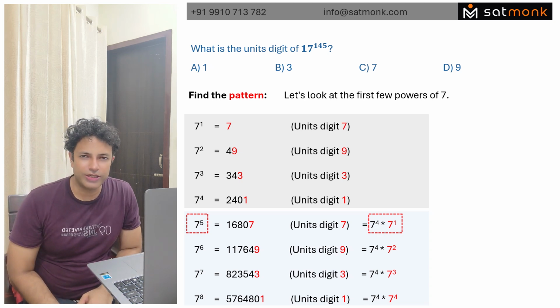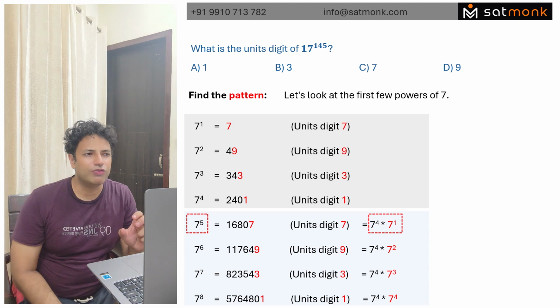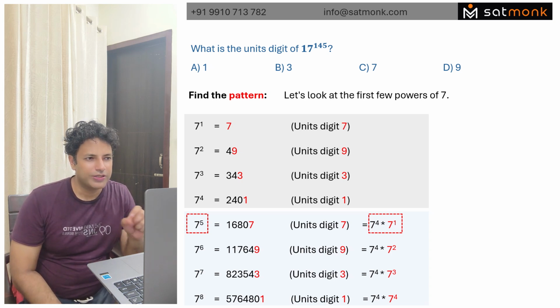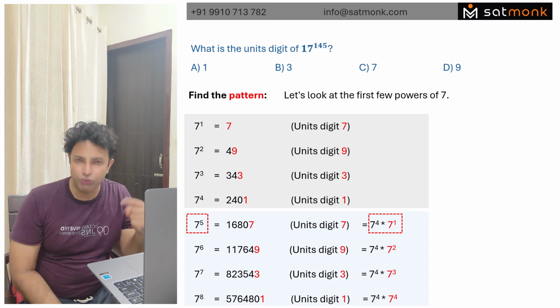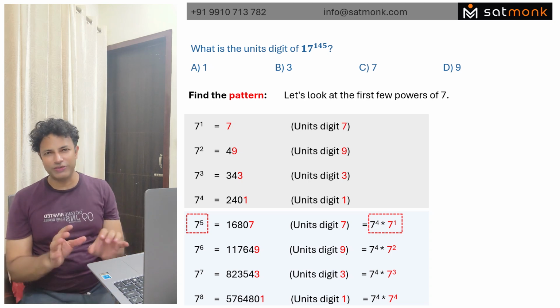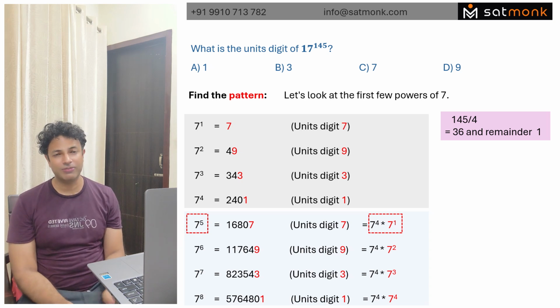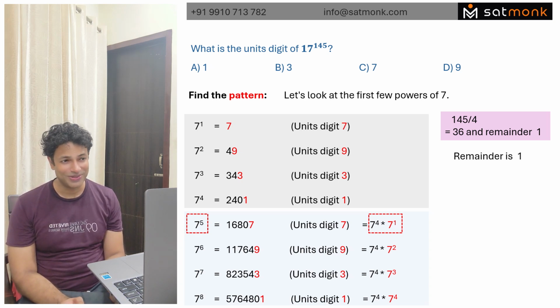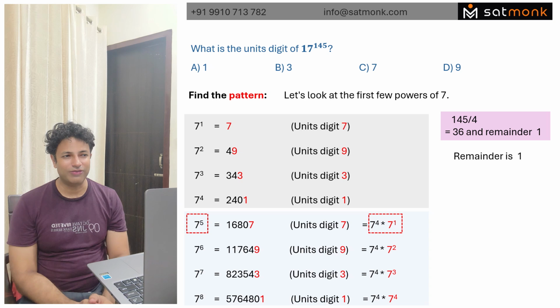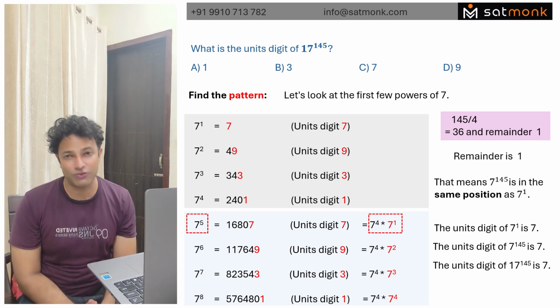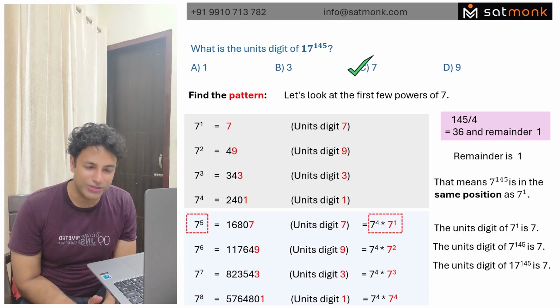So now what is the next step? Find where 145 falls in this cycle. That is what we have to determine now. Since the pattern repeats every 4 powers, what are we going to do? We are going to divide the number by 4. So 145 divided by 4 gives us 36, but there is a remainder which is 1. So what do we have? The units digit of 7 raised to the power 1 is 7. Therefore, the units digit of 17 raised to the power 145 will give you 7.